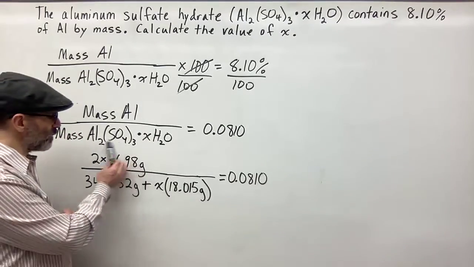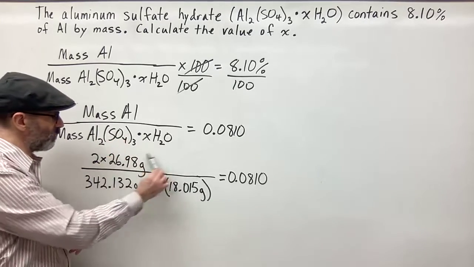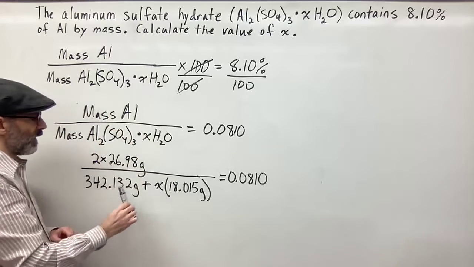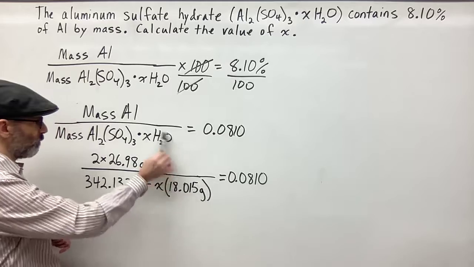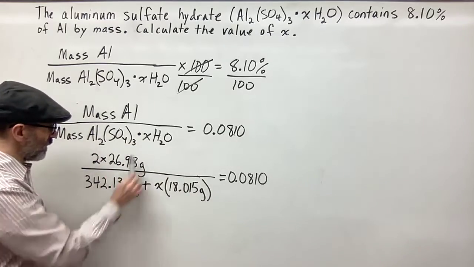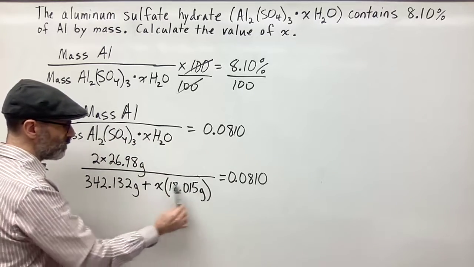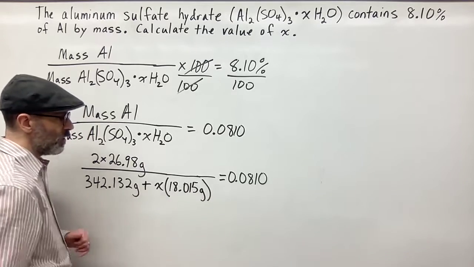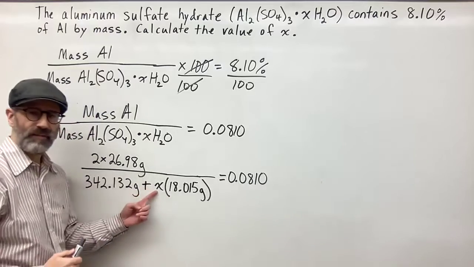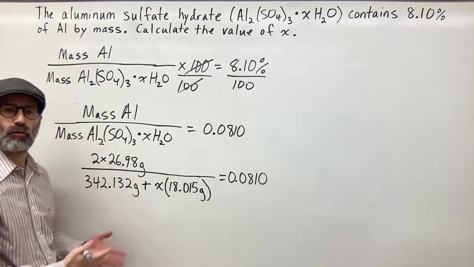So I have the mass of aluminum that's in 1 mole of this substance here. That's on top because that's the part. And then I have the total mass of the formula, the total mass in 1 mole of this substance, and it's this part plus this part, which is X times the molar mass of water. So now I have this equal to this. I have one equation, one unknown. Now all I have to do is solve for X.